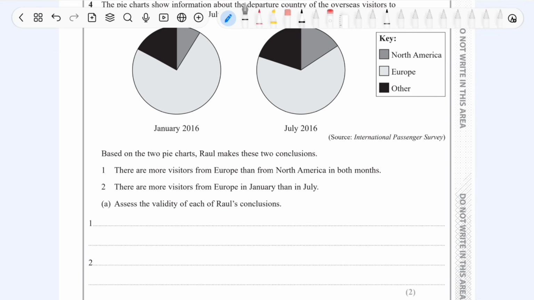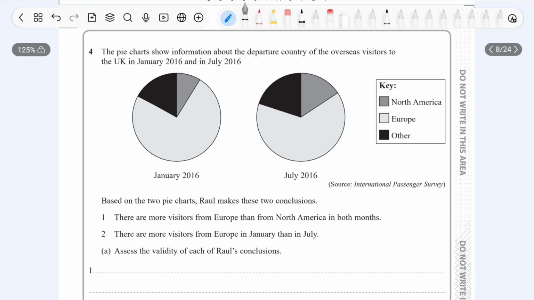Let's focus on one first. There are more visitors from Europe than from North America in both months. So North America is the slightly darker shade than Europe, and we can see that Europe has a larger share of each circle than North America, so it represents a higher proportion. So the claim that there are more visitors from Europe in both months is true, even if the size is different, which might come on to later. As long as the proportions are different within the same one, we can confidently say that there are more people going to Europe, whatever the context, than to North America.